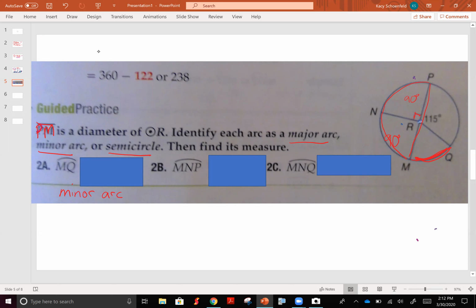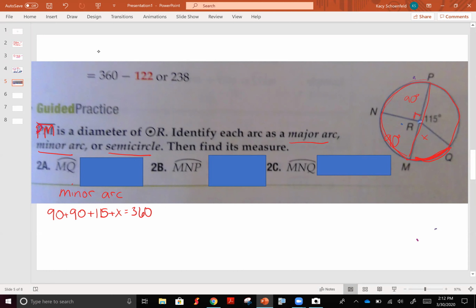We can do a lot of work, or we can say, hey, if PM is a diameter, then this left side is 180 degrees, and this right side over here is also 180 degrees. We can do it in a couple of different ways. We can do 90 plus 90 plus 115 plus the angle that we're looking for, we'll call it X, equals 360. I wouldn't usually do that much work.